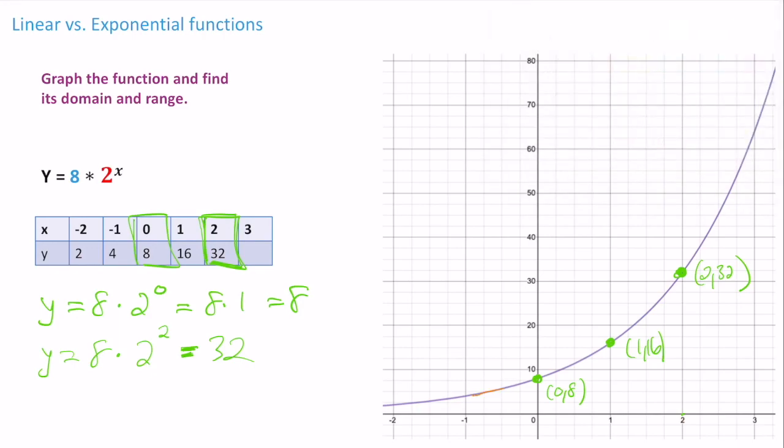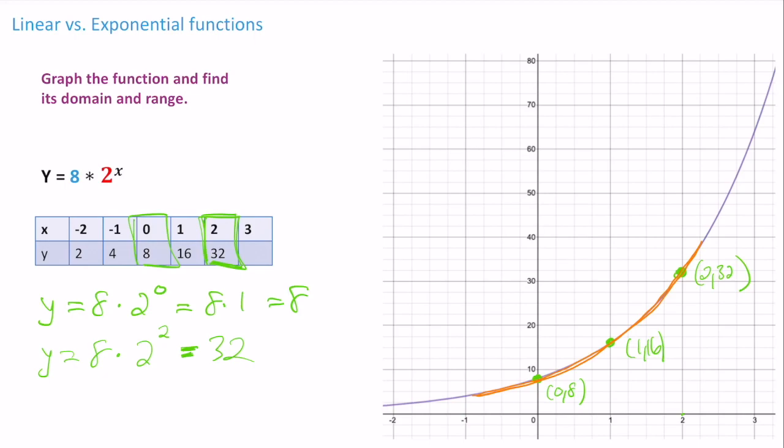It's not linear. It's on this curve, and that curve is the sign of an exponential function. All right, domain and range. Domain is just the x values that you can use, and the range is the y values that you might end up getting based on what you can do.